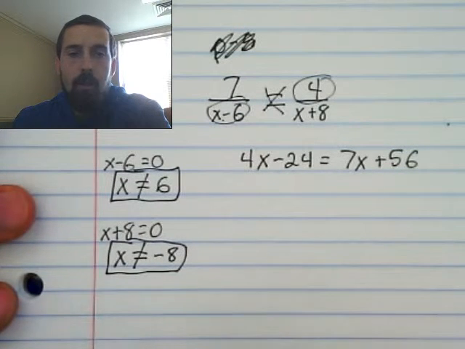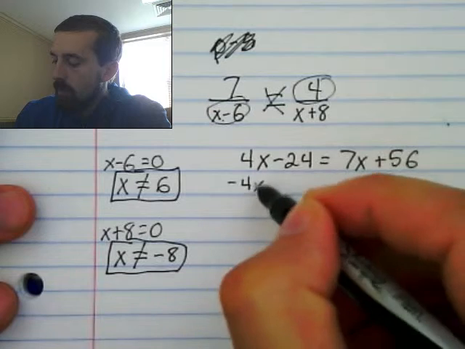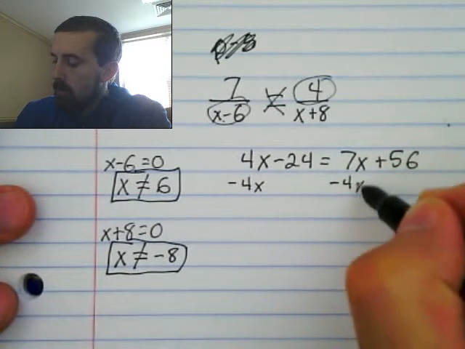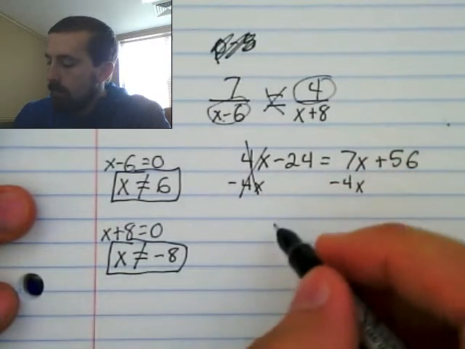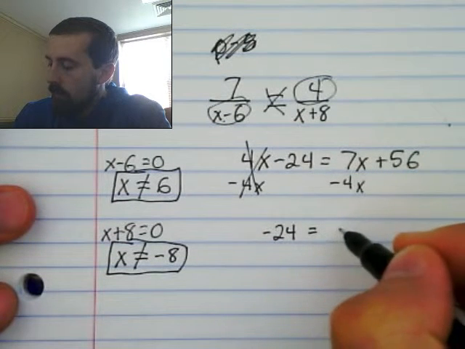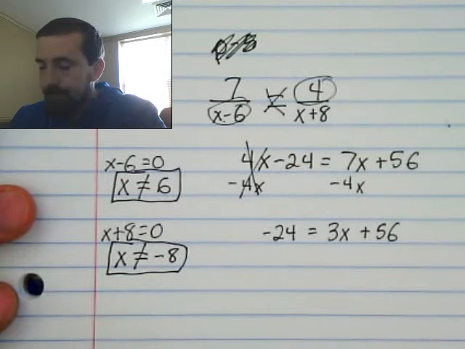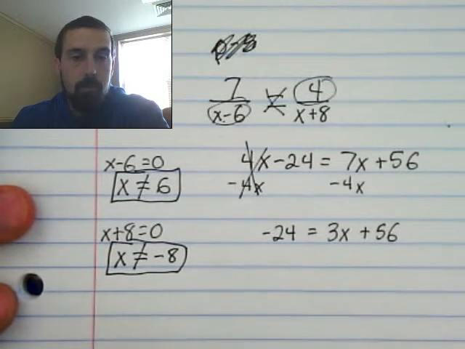Now we need to get all of our x's on one side. Again, I like to deal with positive variables. So what I'm going to do is notice that if I move this 4x over, I'm still going to be dealing with a positive variable. So I'm going to have negative 24 equals positive 3x plus 56. Alright, now I'm just solving for x.